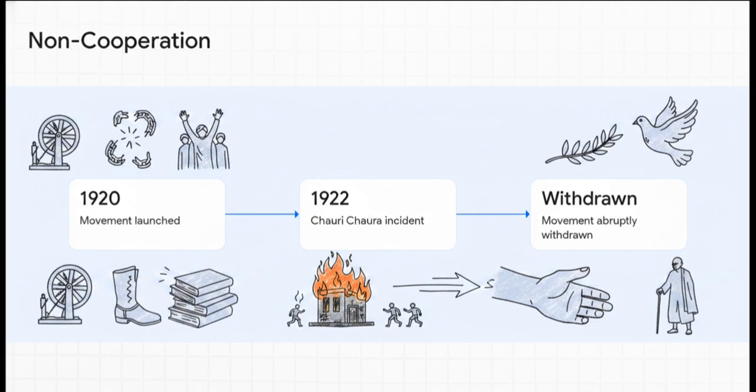In 1920, the non-cooperation movement launched, triggering massive, nationwide boycotts of foreign goods, schools, and courts. But then, in 1922, everything ground to a halt. Following a violent clash at Chauri Chaura where a police station was torched, Gandhi, who was strictly sticking to his principles of non-violence, abruptly withdrew the entire movement.